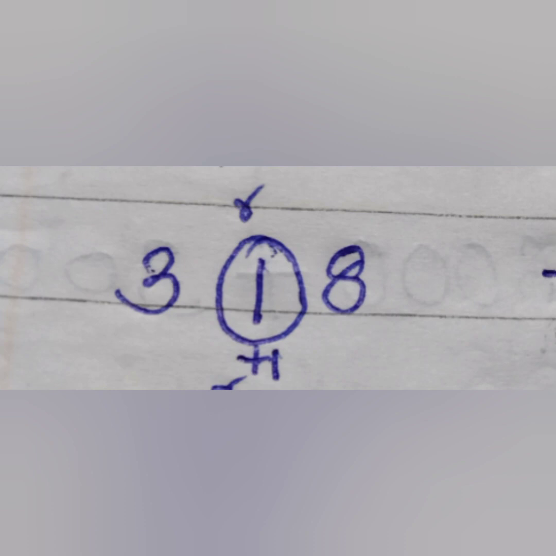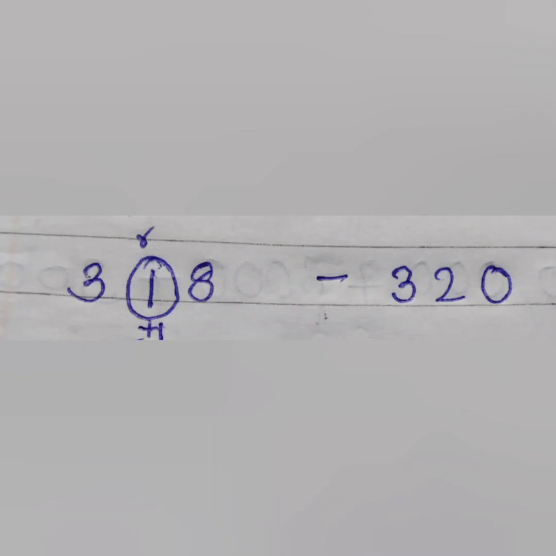Next, it is 318. The digit to be rounded is 1. Now look at the digit at right. It is 8 and it is a strong number. So add 1 to the rounded digit. It becomes 2. So our answer is 8 is replaced by 0 and 1 became 2. Now it is 320.